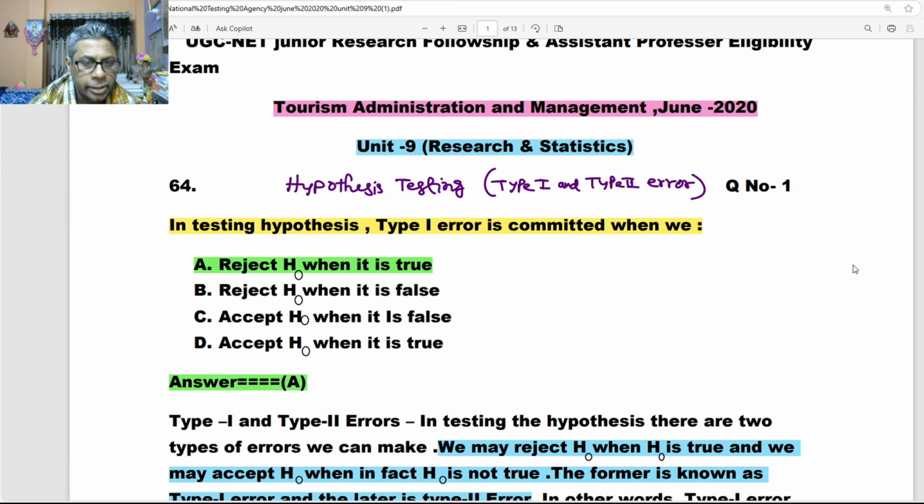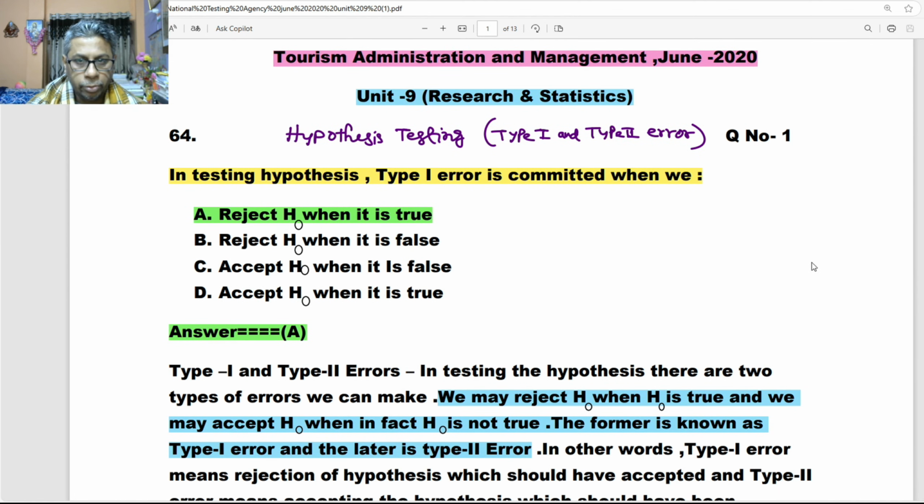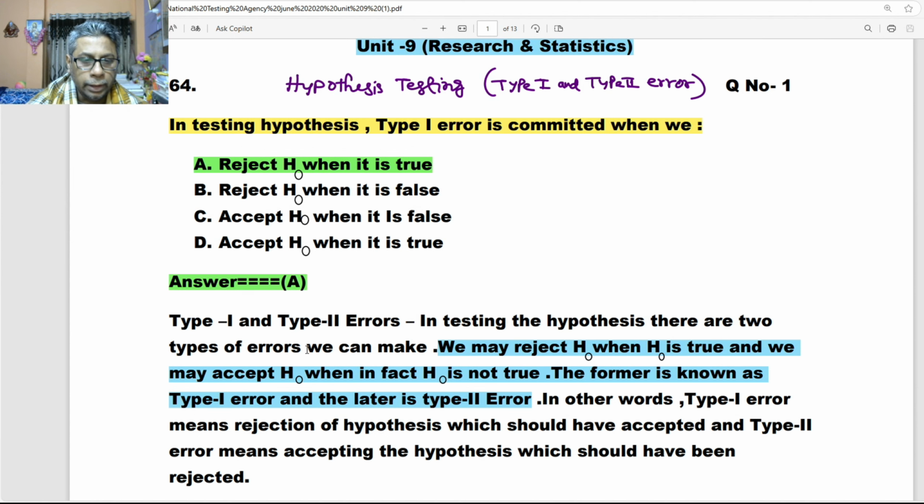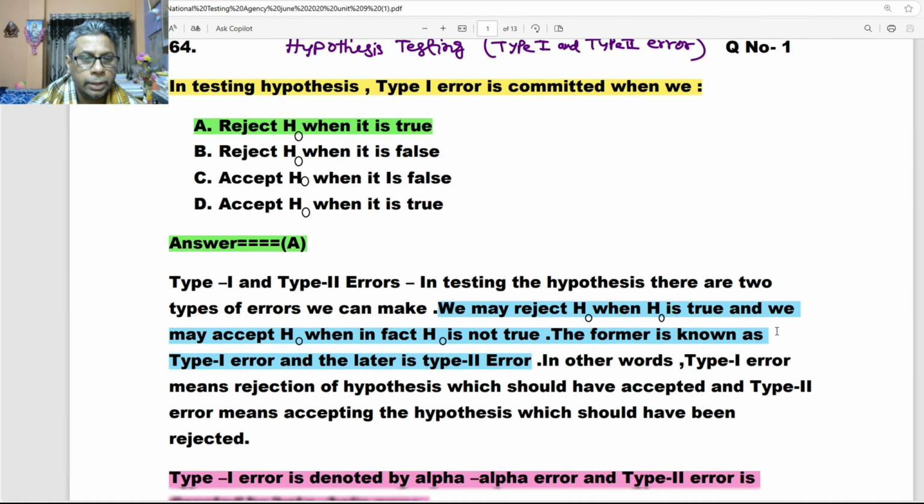In testing hypothesis, type 1 error is committed when? This question is based on hypothesis testing. Everybody knows hypothesis testing. There are two types of error, type 1 error and type 2 error. In testing the hypothesis, there are two types of error we can make.